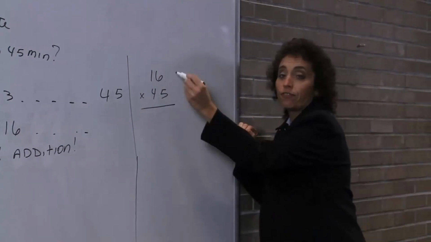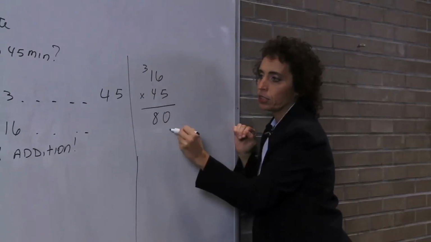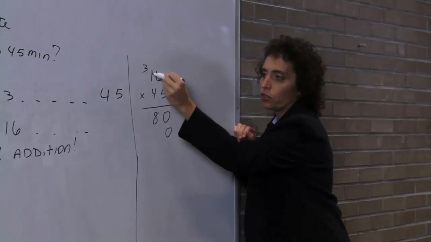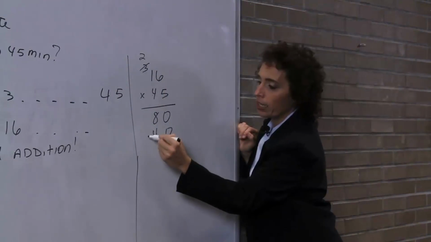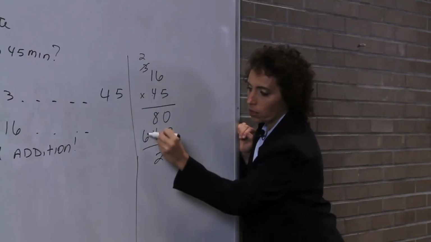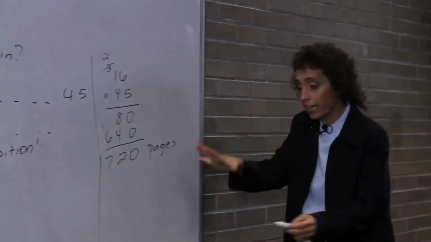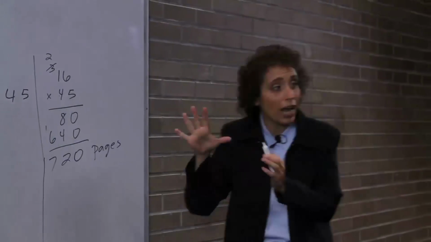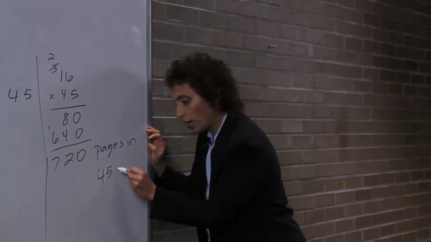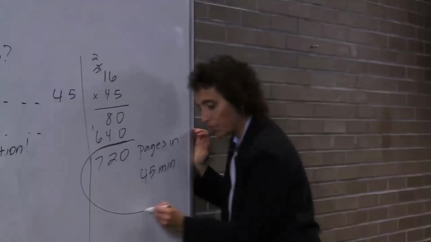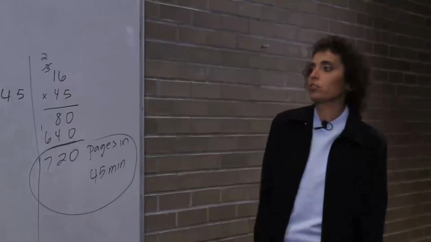So if we do that, we get 5 times 6 is 30, carry the 3. 5 times 1 is 5, plus 3 is 8. 0 for placeholder. 4 times 6 is 24, carry the 2. 4 times 1 is 4, plus 2 is 6. That's 720 pages. Now that's a good answer, but a better answer to make sure you absolutely understand what we're saying is 720 pages in 45 minutes, because that's what's really going on. That's probably the best answer you can give, because that absolutely says that you understand what this problem means. So that's the printer problem.